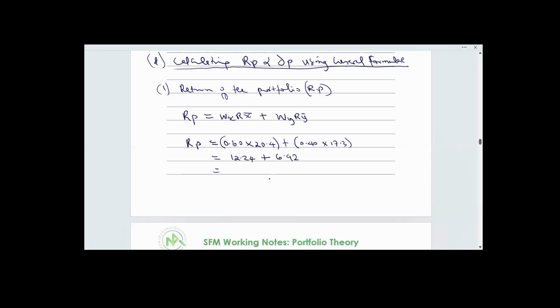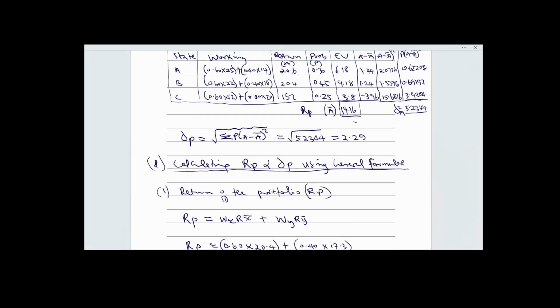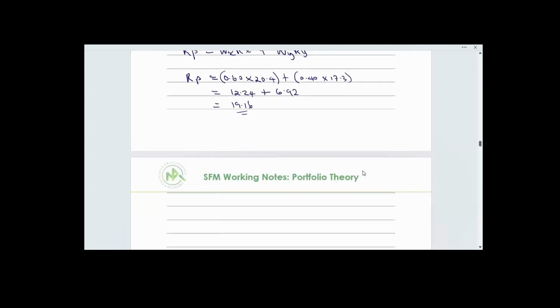When you add the two together, we should have the same thing as before. Let me confirm: 6.92 plus 12.24 is 19.16, which is consistent with what we got here. It's the same thing we got here, 19.16. That is what the examiner wants you to do.